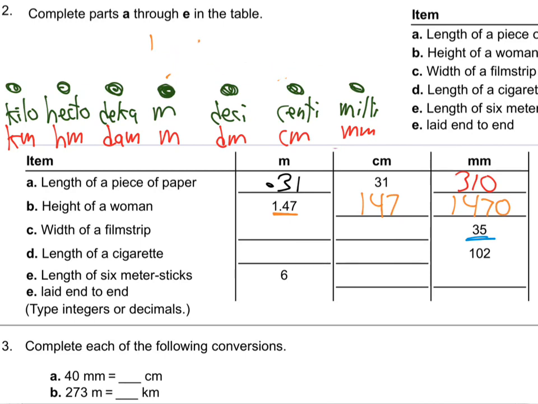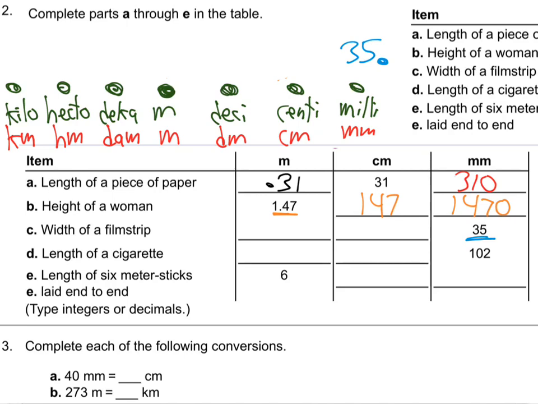And change that one. So we start over here, 35 millimeters. Decimal understood to be at the end when it's not shown. And jump back to centimeters and then all the way back to meters. And move the decimal the same amount.